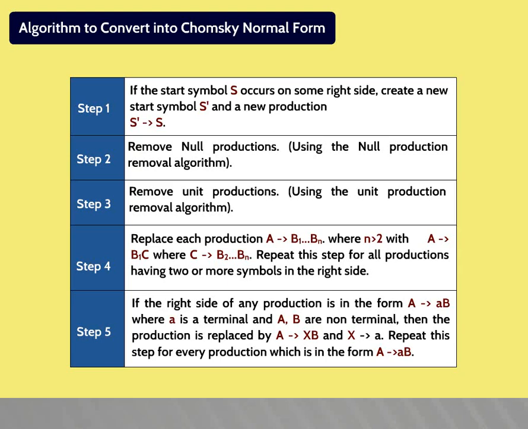Step 5. If the right side of any production is in the form A provides aB, where a is a terminal and A, B are non-terminals, then the production is replaced by A provides XB and X provides a. Repeat this step for every production which is in the form A provides aB.